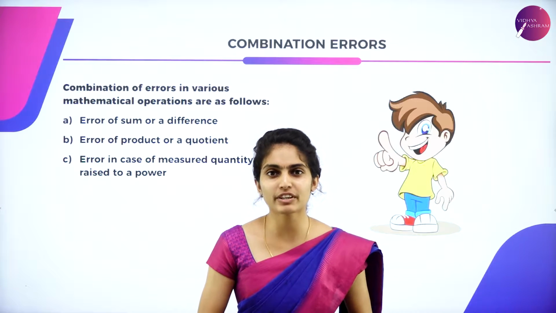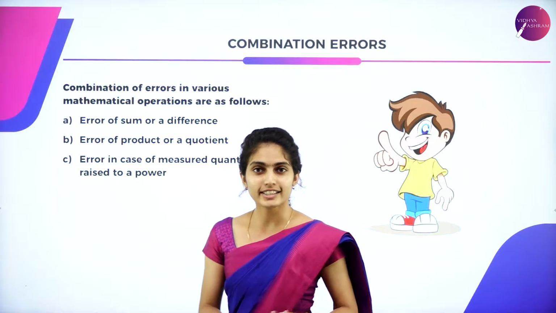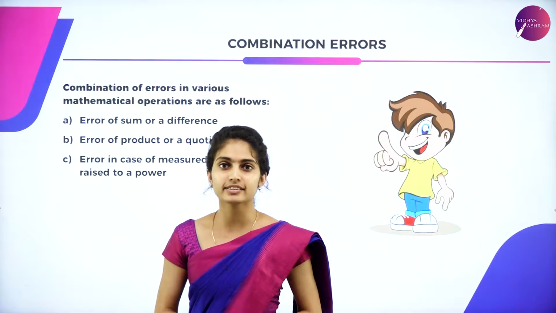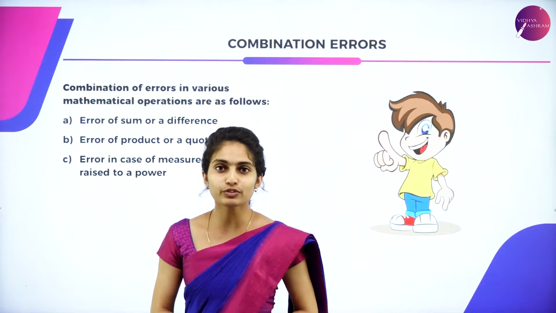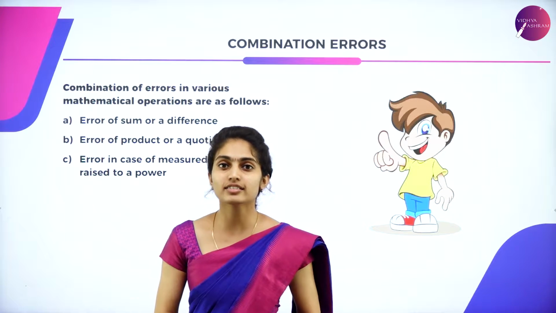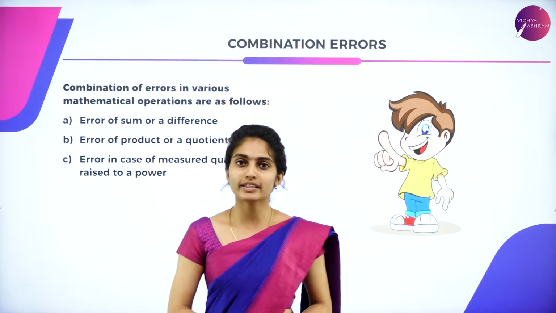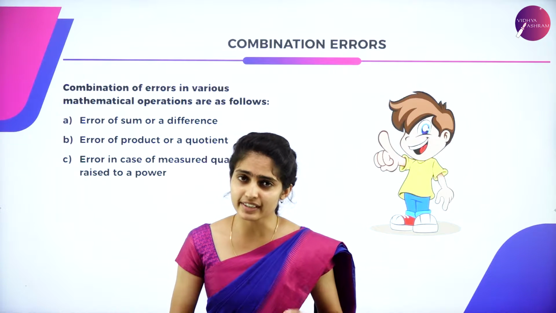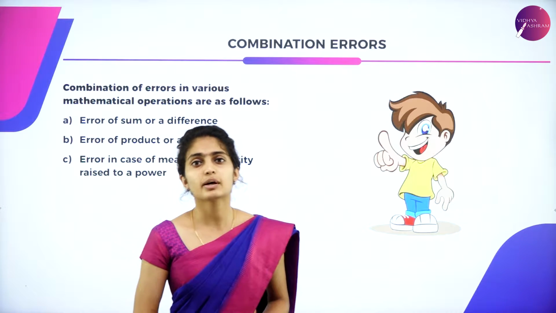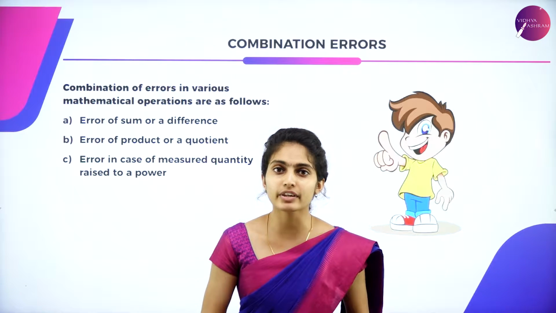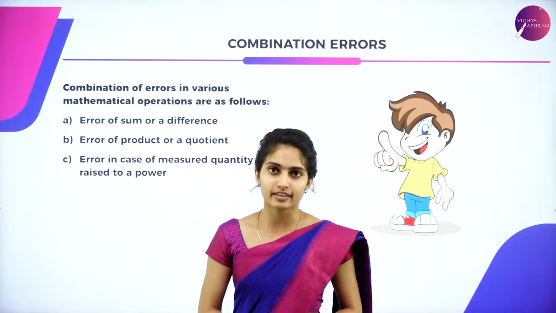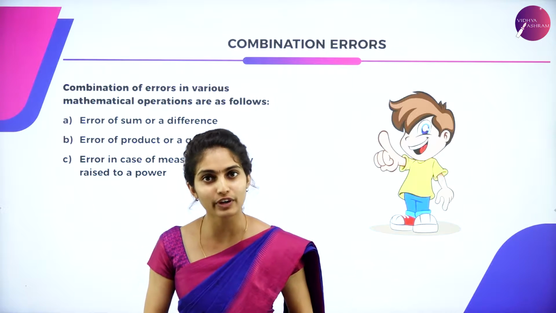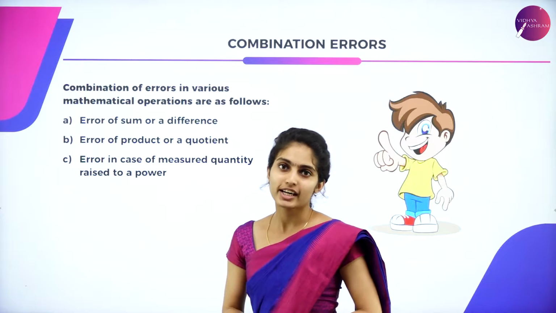As you all know, in our previous class we have studied regarding errors. The errors were of two types, systematic errors and random errors. In systematic errors, there are three branches: imperfection in procedure, instrumental error, and personal error. In detail in my previous class I have told you regarding the errors. So coming to combination of errors, how do you tackle with the combination of errors? That is what is told in this session.